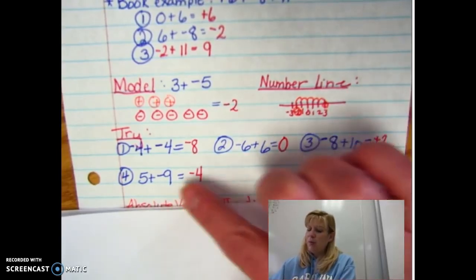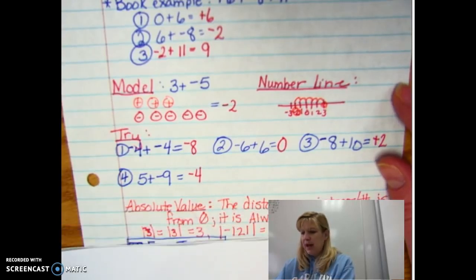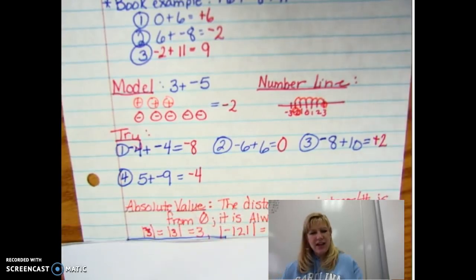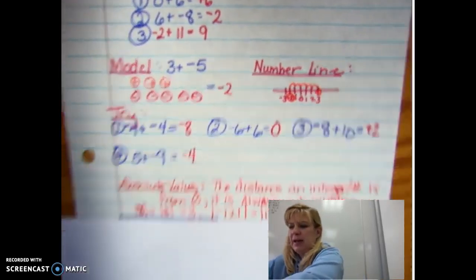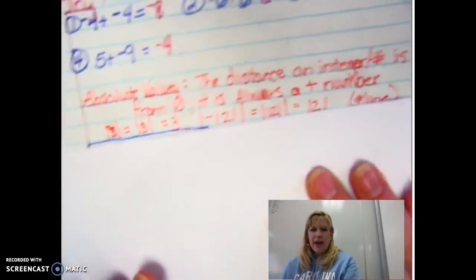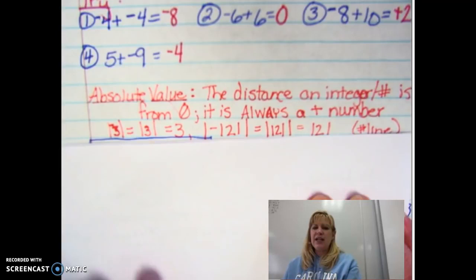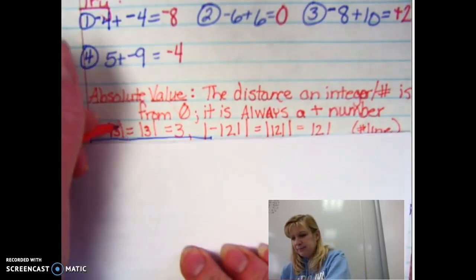In order to know which way to go and which sign to use, we're going to talk about absolute value. This is actually quite a simple concept, but the name seems to trip kids up. I'm not absolutely sure why. All that absolute value means is the distance any integer is from the value of 0. It is always a positive number.